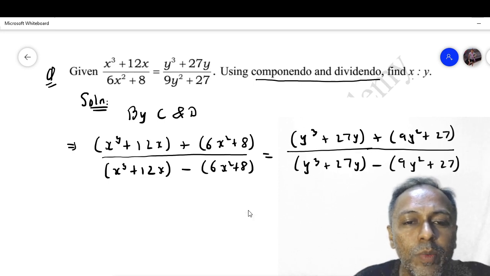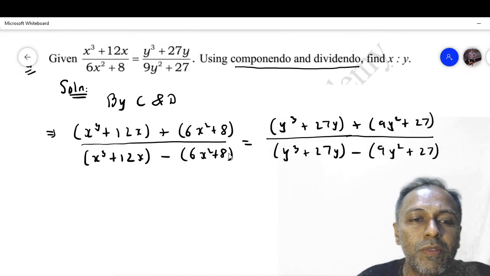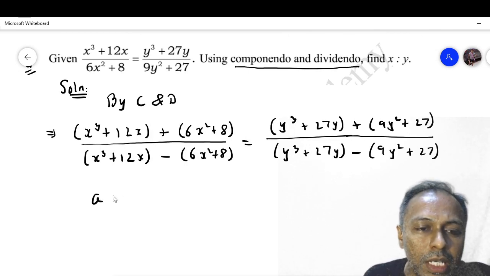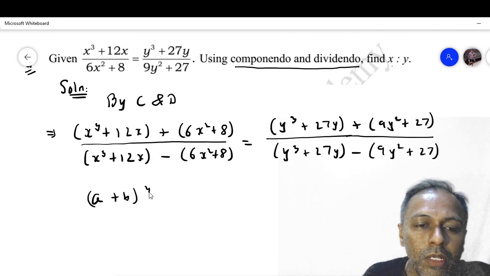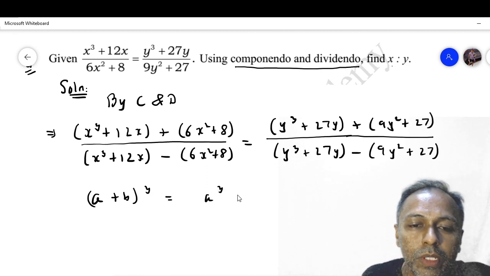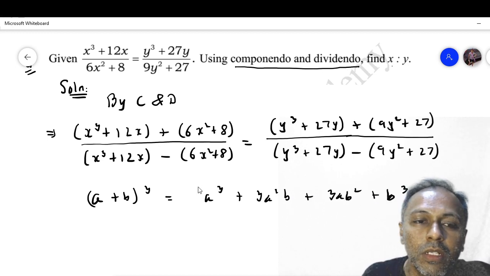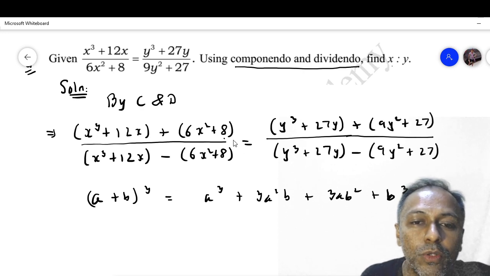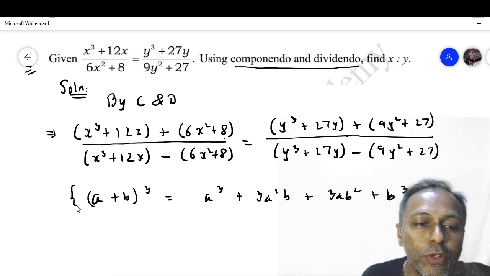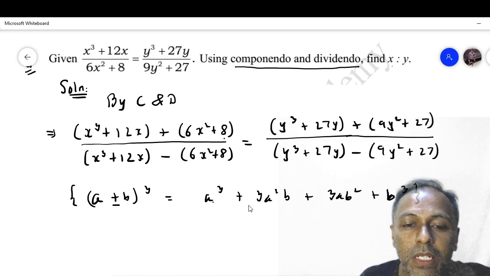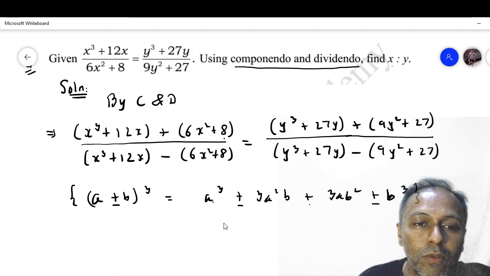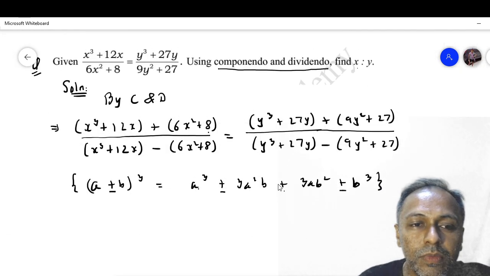Now there are 4 terms in the numerator, the degree is 3, and we have learned a lot of times the a plus b whole cube formula. Students who have learned this formula know it is a cube plus 3a square b plus 3ab square plus b cube. So x cube, and this 8 indicates 2 cube, so it will act as b cube for you. In the same way, if you have a minus sign, then the first sign is plus, then minus, then again plus, and then minus. Let's see what this question is going to show us.